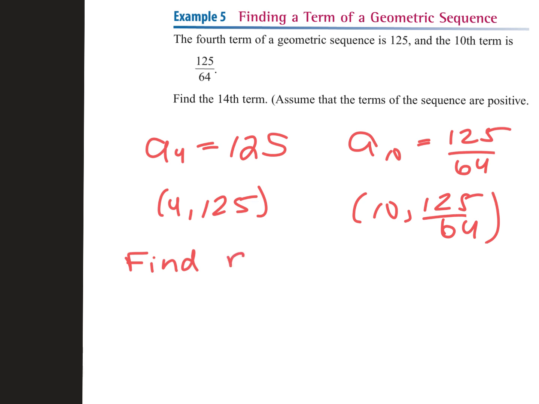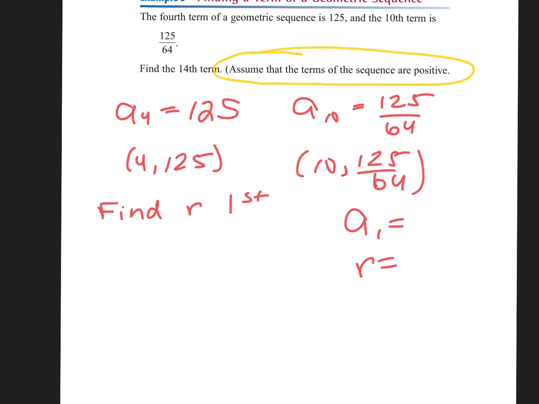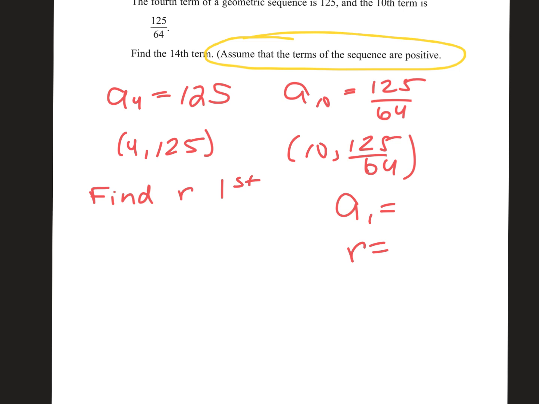But you're going to find R first. The two things you need in order to write the rule. So we're going to write the rule, and then we're going to find, what did they ask for, the 14th term? We're going to find R first. The two things you need are the first term and the R value. So we're going to find R first. They do tell us, though, something very important right here. It says, assume that all the terms in the sequence are positive. What does that mean about my R value? It's going to be positive. If they alternate, positive, negative, then you know your R value is what? Negative. Good.